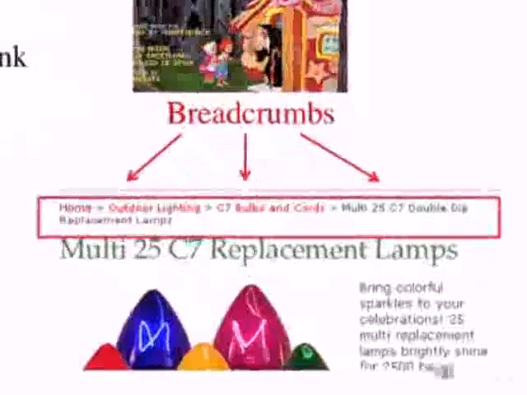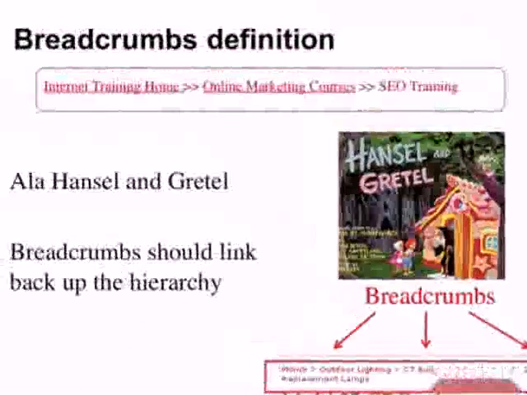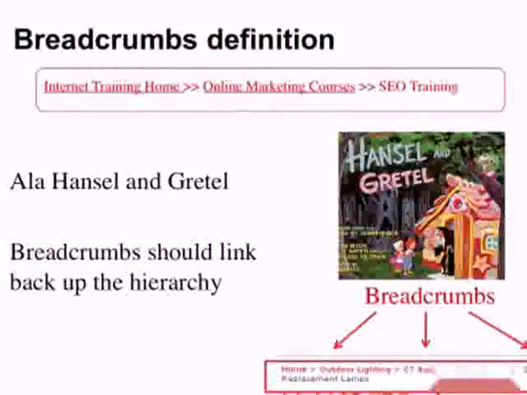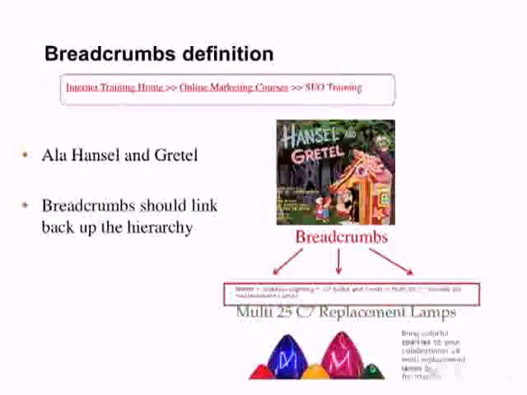You can see an example here with Home, Outdoor Lighting as the category. The subcategory is C7 Bulbs and Cords, and the product is the multi-25 replacement lamp. So you can see above with Online Marketing Courses and SEO Training, Internet Marketing Home being Market Motive. These are both examples of breadcrumbs.